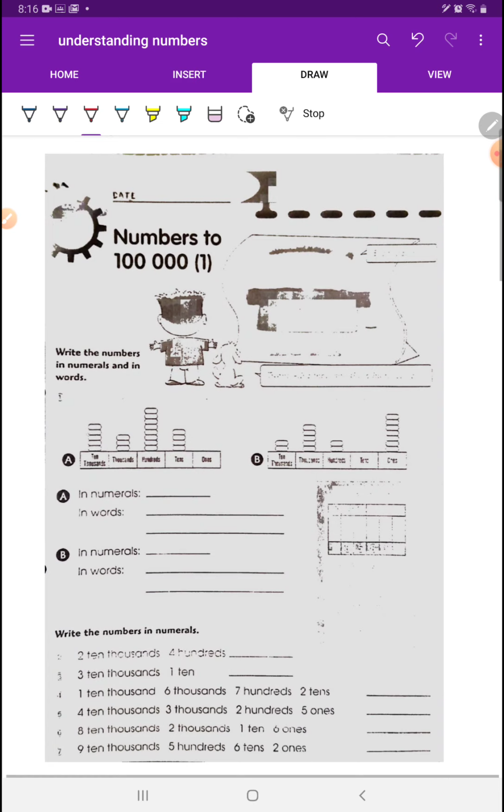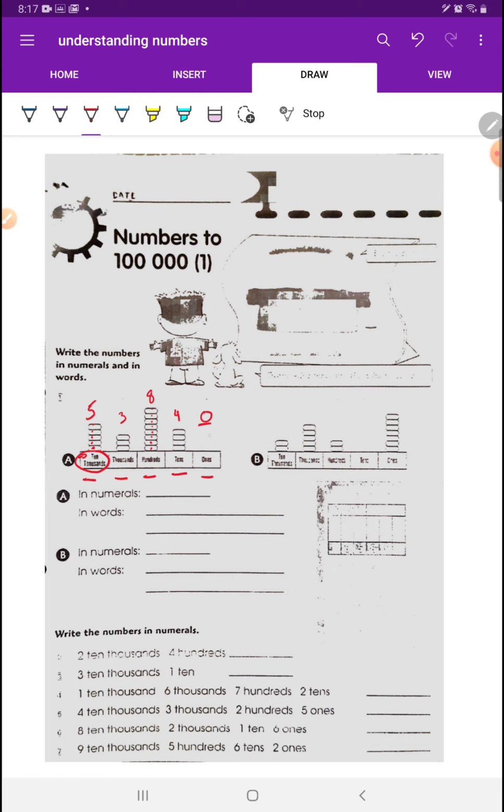So here we have 1, 2, 3, 4, 5 10,000s. That's what that word is, 10,000s. Then we have 3 thousands. We have 1, 2, 3, 4, 5, 6, 7, 8 hundreds. We have 4 tens and we have 0 ones. This is important, the 0 ones, because when we're talking about a number that has 10,000s, we have 1, 2, 3, 4, 5 digits. There's always 5 digits in numbers that have 10,000s.